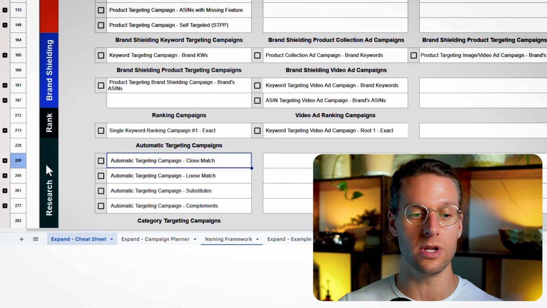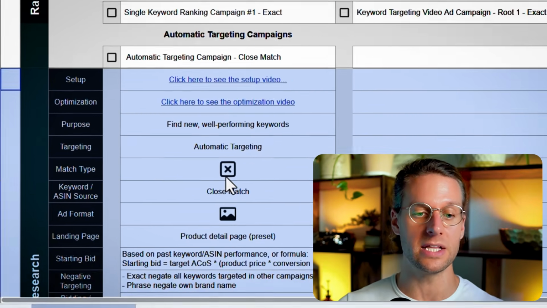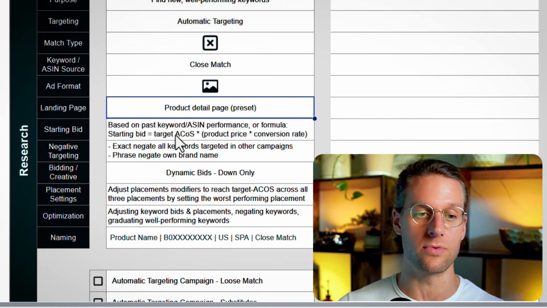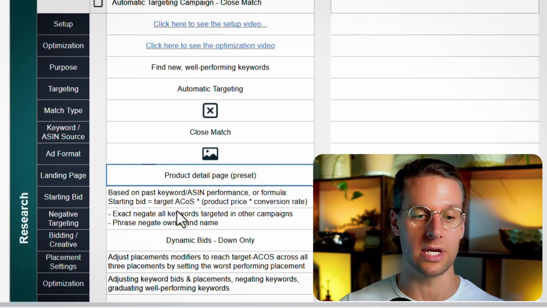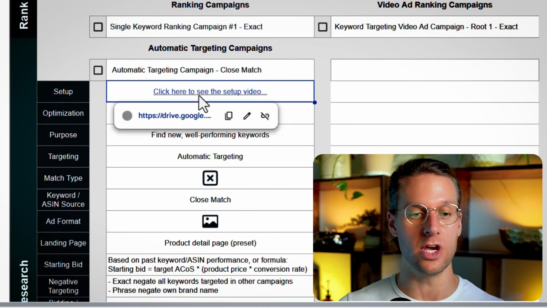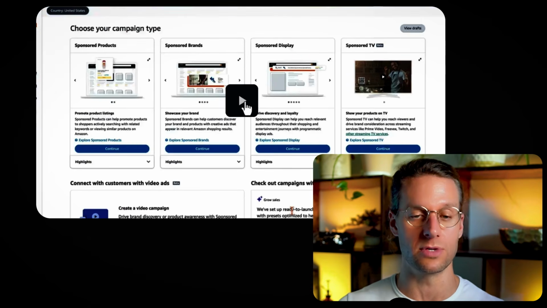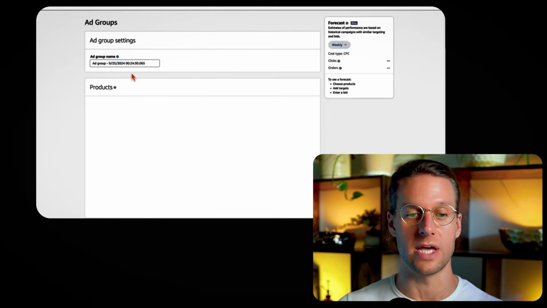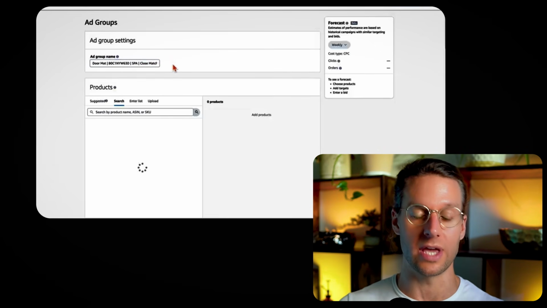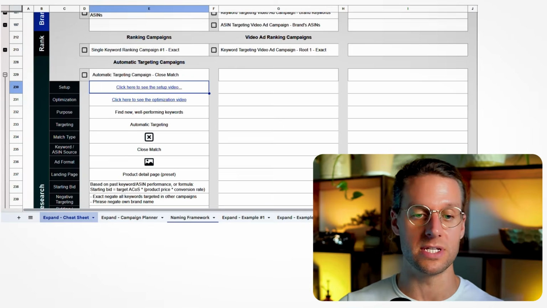It shows for each one, if you click this little side button, exactly how to set up this campaign, what to put in every field, from targeting to starting bid to negative targeting to the placement settings to the bidding style. And it even has a video of how to set up that particular type of campaign, so there's no way to get lost. You literally can just watch us setting up that type of campaign and you can't possibly get lost.